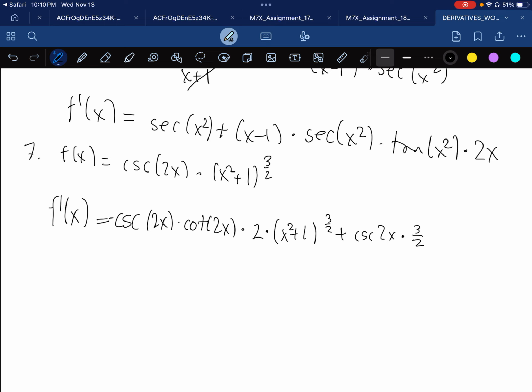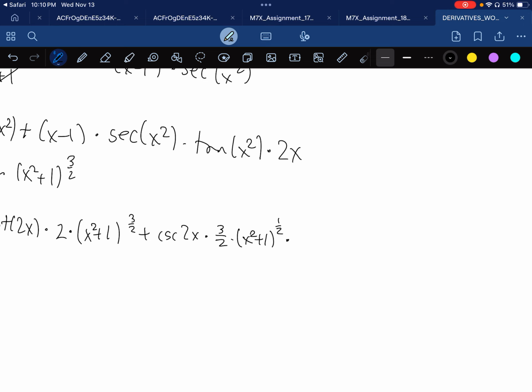We're going to bring down the 3 halves, and we're going to subtract the exponent by 1. And since we're using the chain rule, we're going to have to differentiate the inside, and that'll become 2x.